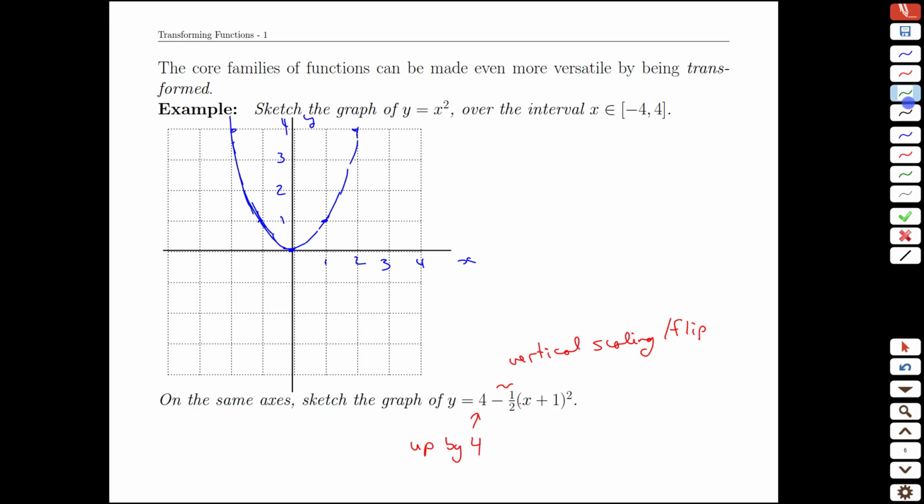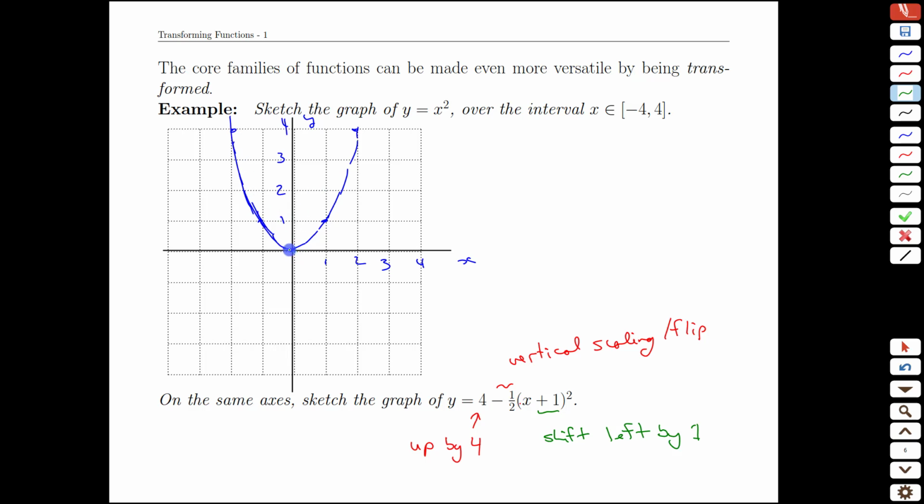And last but not least, this plus 1 is going to result in a shift horizontally because it's inside the function, and it's going to be a shift left by 1. I put this one in a different color because that's often the one that causes the most concern. We'll come back to that in a moment. For now, let's sketch this graph.